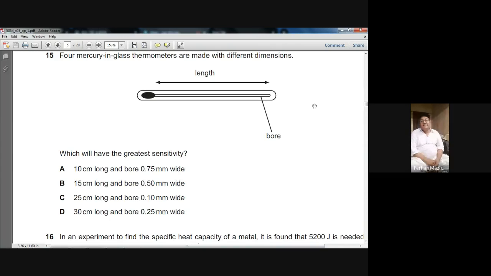You understand? Yes, sir. Sir, the sensitivity depends on the diameter of the bore. It depends on the thickness and thinness of the glass bulb, and it depends on the size of the glass bulb.